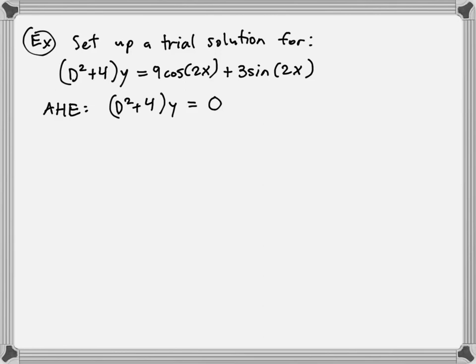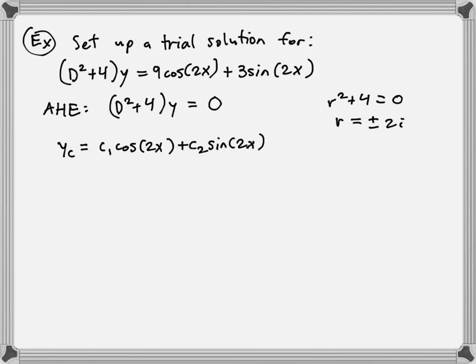What are the roots of d squared plus 4? If you solve r squared plus 4 equals 0, you get plus or minus 2i, so you do get two imaginary solutions. So what would yc be? Remember, we learned this in the last section. Because we have a 0 real part for this imaginary number, we do not need any e's here. It's just going to be c1 cosine 2x plus c2 sine 2x. That's going to be our yc.